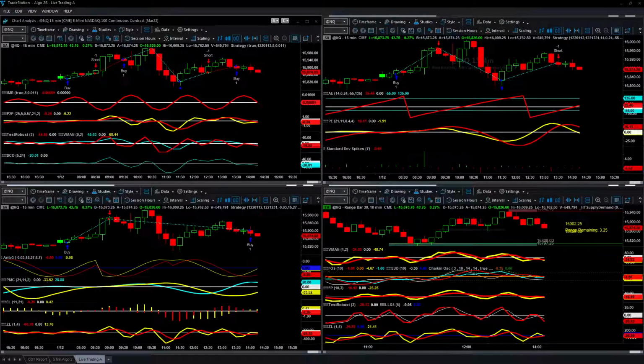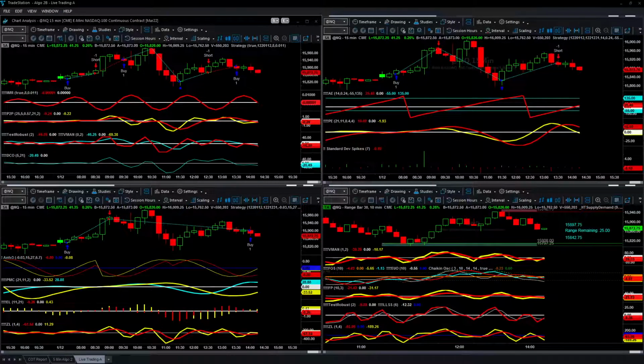All right. I think this might move to the downside, guys. I'm taking a trade. Trade. Done. That was quick execution. Okay. So I took a 2 contract short on this trade right now.